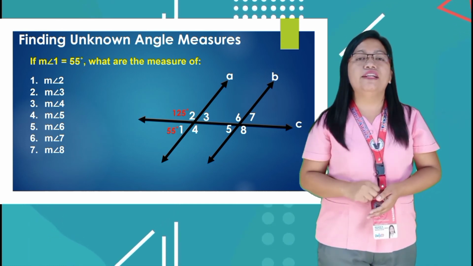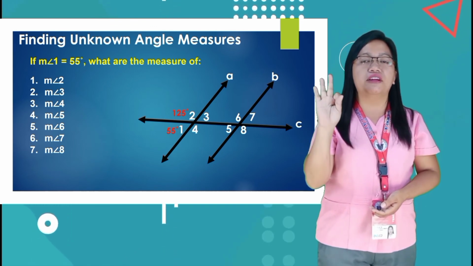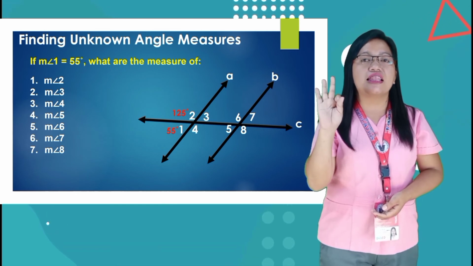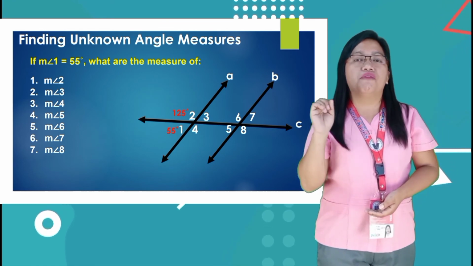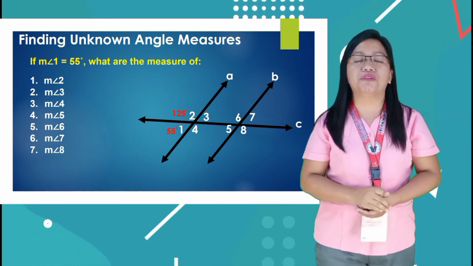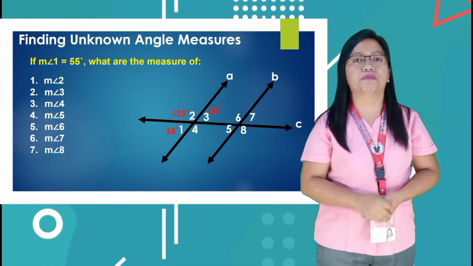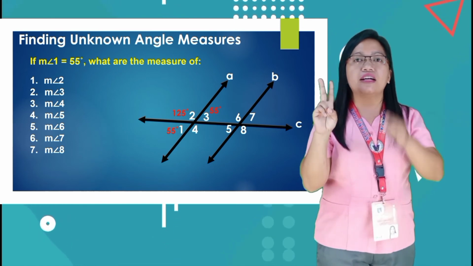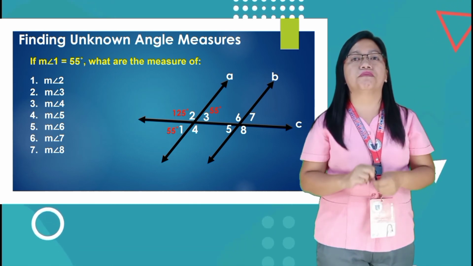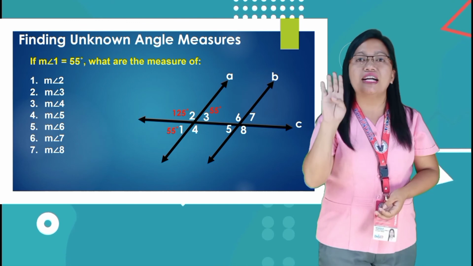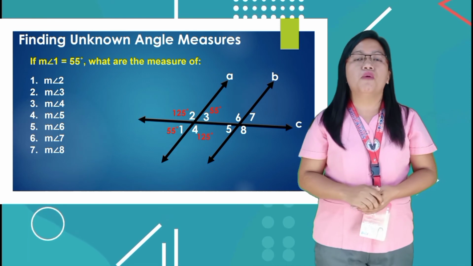Number 2. Find the measure of angle 3. If angle 1 and angle 3 are vertical angles, then they are congruent. Therefore, the measure of angle 3 is equal to 55 degrees. What is the measure of angle 4? If angle 2 and angle 4 are vertical angles, then they are congruent. Therefore, the measure of angle 4 is equal to 125 degrees.